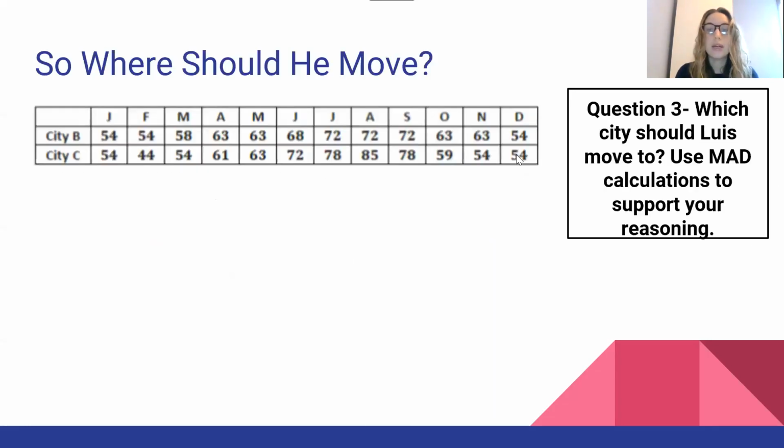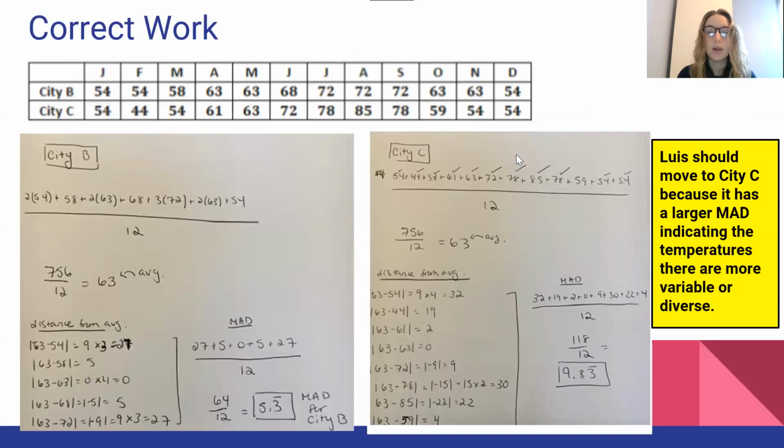All right, so now you're going to actually figure out where he should move. So this is your third question, which is which city should Lewis move to? You want to use your MAD calculations to support your reasoning. This is going to take a little bit longer, so your teacher's going to go ahead and pause the video, and you're going to have about 2 to 3 minutes to work on this on your own to determine which city he should move to. All right, and let's review the correct work.